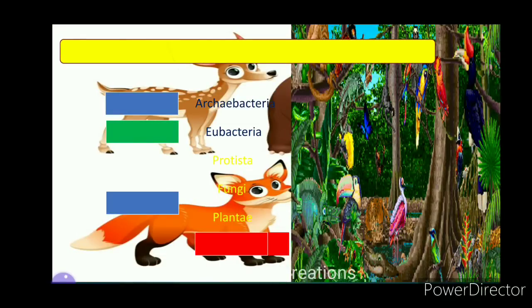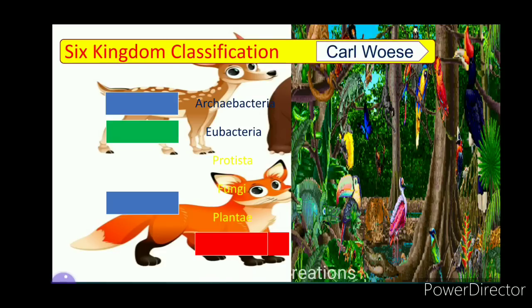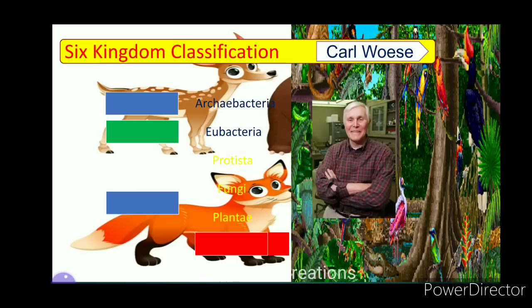Now let us see the six kingdom classification. This is what we are going to study in detail in this lesson. The six kingdom classification was first invented by the scientist Carl Woese. You can see the scientist given here. According to him, organisms are classified into six kingdoms. Let's see about the six kingdoms.